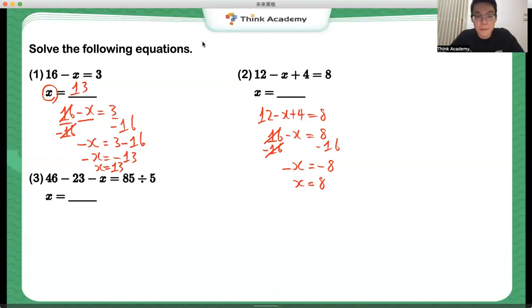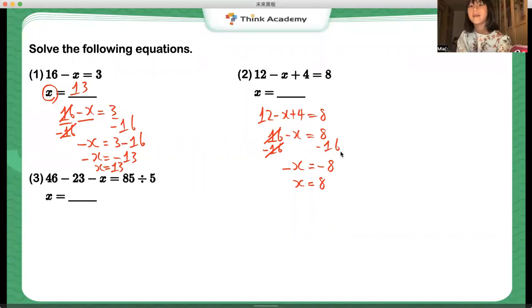All right, Mia, which part of it do you not understand? Maybe you can just let me know. I don't understand. How is it -8? I think it should be 8. Oh, 8 minus 16 is not 16 minus 8.